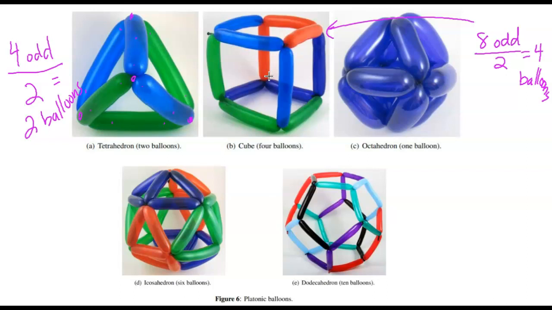And they do more complex ones here. So I'm not going to count these out, but you can see some of these have 1, 2, 3, 1, 2, 3. And so it's a dodecahedron, and they used 10 balloons. But we could count all these vertices and divide by 2. Okay? So that means there's 20 vertices, and they divided by 2. Dodecahedron.